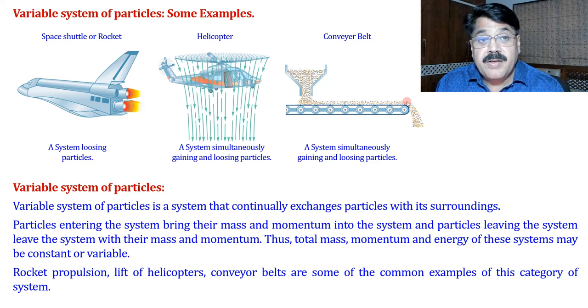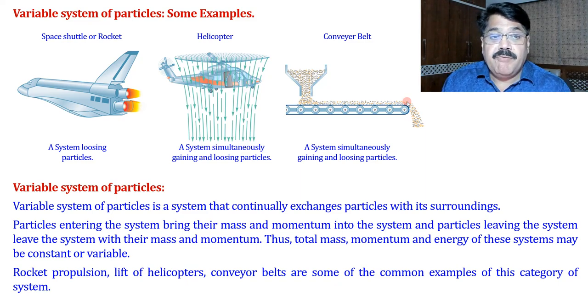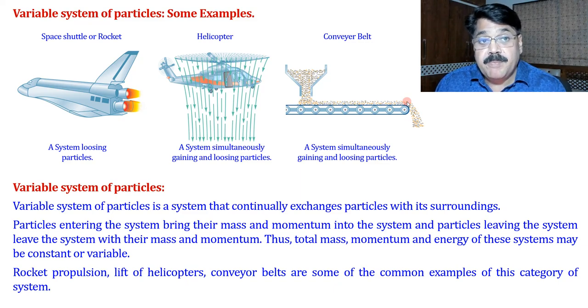What is variable? Particles are varying. Few particles are entering and few particles are going out in such a way that the total mass of the system is constant. So its actual name should be what? Variable system of particles, because variable mass may sometimes create confusion that mass must vary. But for such a system, mass may be constant or may be variable. So let us proceed further.